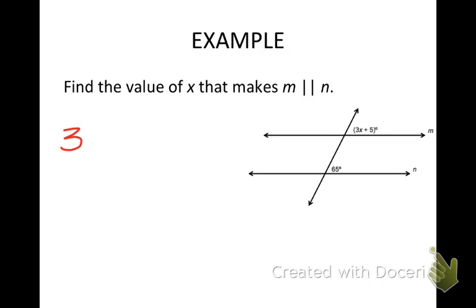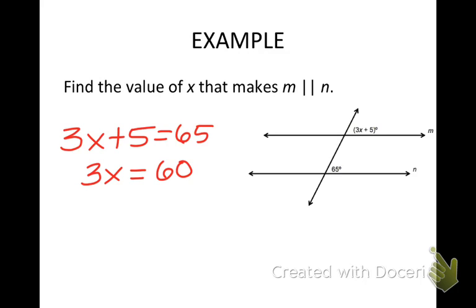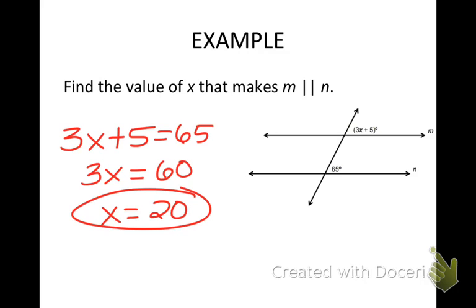So congruent means we're going to set those two expressions equal to each other. Solve it for x. Subtracting 5 gets us 3x equals 60. Dividing by 3 gets us x is equal to 20. That gets you 2 out of the 4 points. Oh, so that's going to be on the quiz? Yeah. That'll get you 2 out of the 4 points. The other 2 points are going to be justifying it by stating your theorem.